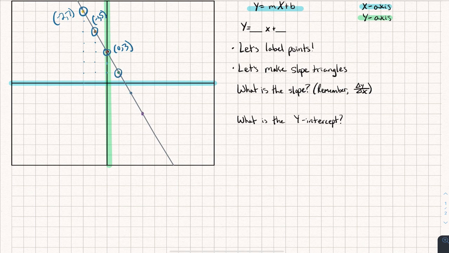Next up, I have the point 1, 1. And then I have the point 2, -1. And then I have the point 3, -3. So we've labeled all of our points. Now it's time for us to take a look at some slope triangles.